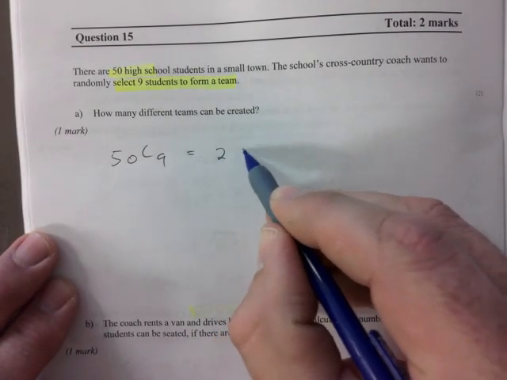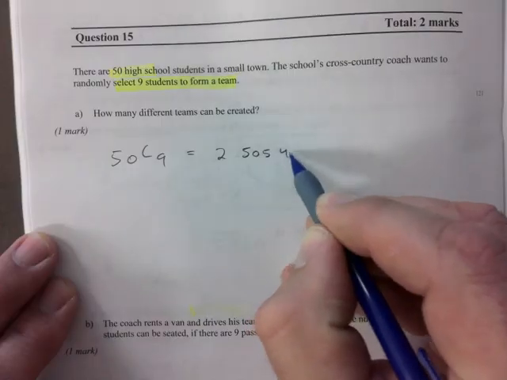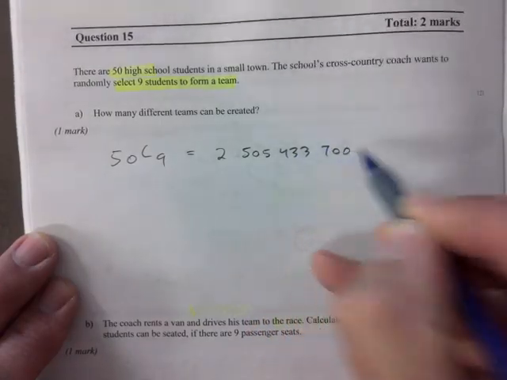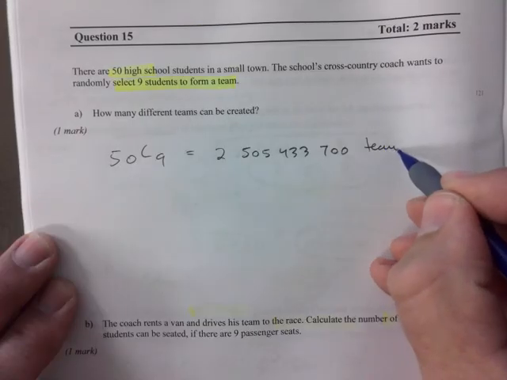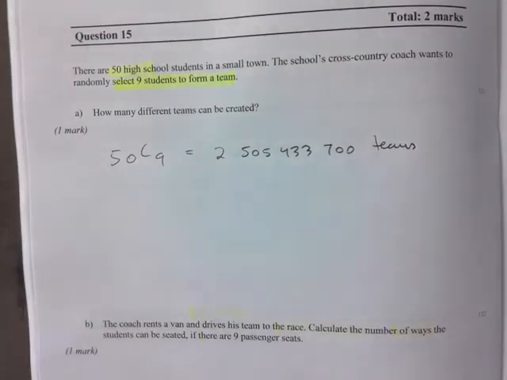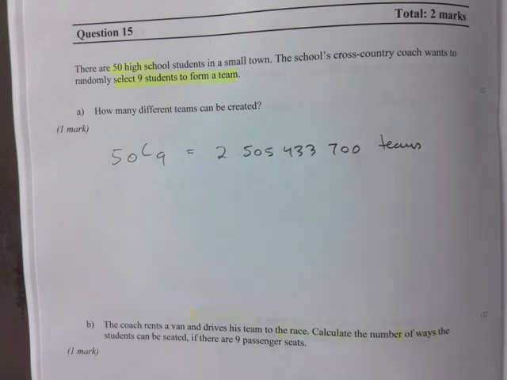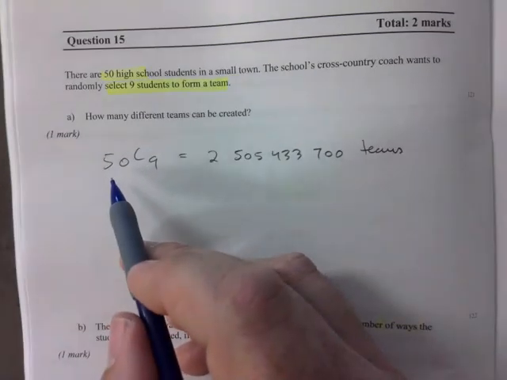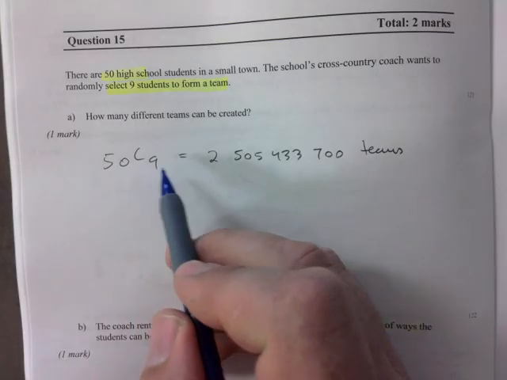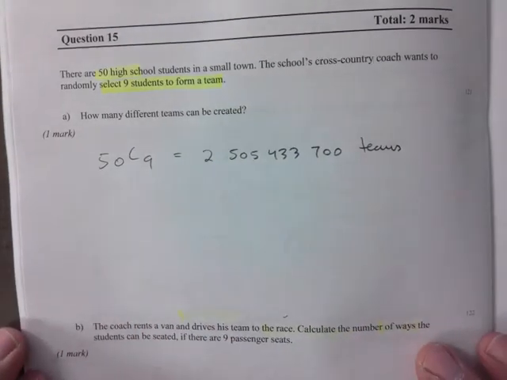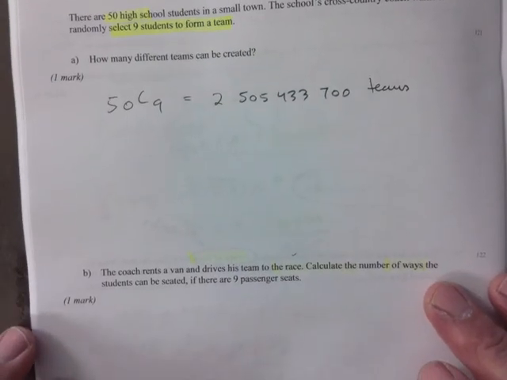That's a lot of teams, by the way. Yes, it's a very, very large number. If it doesn't work out on your calculator, they'll usually tell you to just write the expression. Like if it's too big of a number, just write the expression. It doesn't happen very often, but be ready for it.